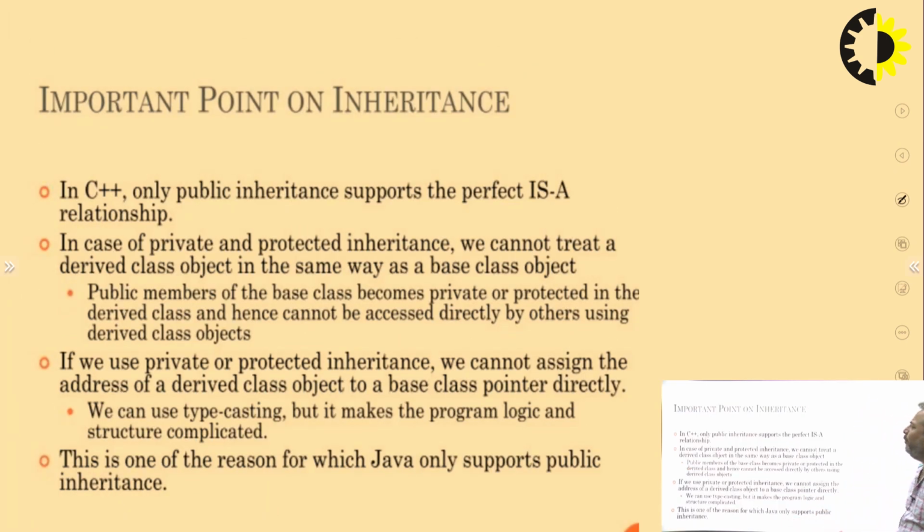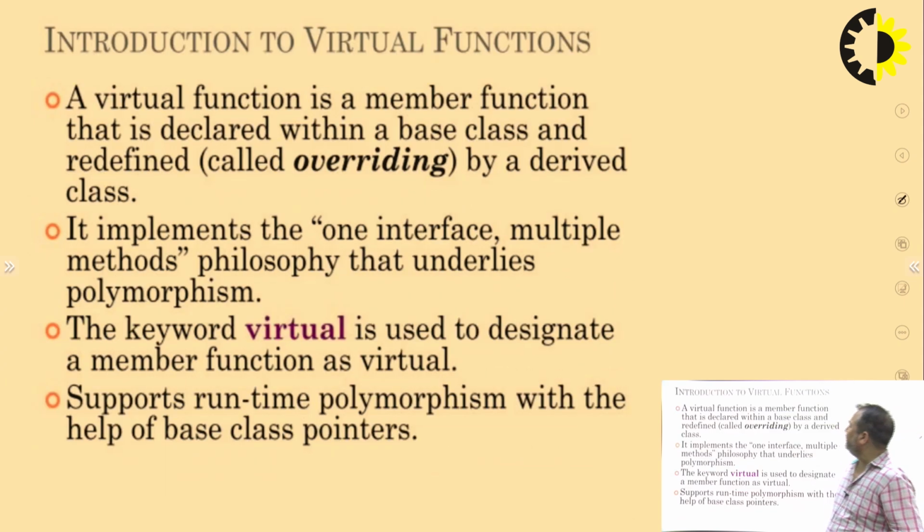These are some important points on inheritance. In C++, only public inheritance supports the perfect is-a relation. In the case of private and protected inheritance, we cannot treat a derived class object in the same way as a base class object. Public members of the base class become private or protected in the derived class, and hence cannot be accessed directly by others using the derived class object. So if we use private or protected inheritance, we cannot assign the address of a derived class object to a base class pointer.